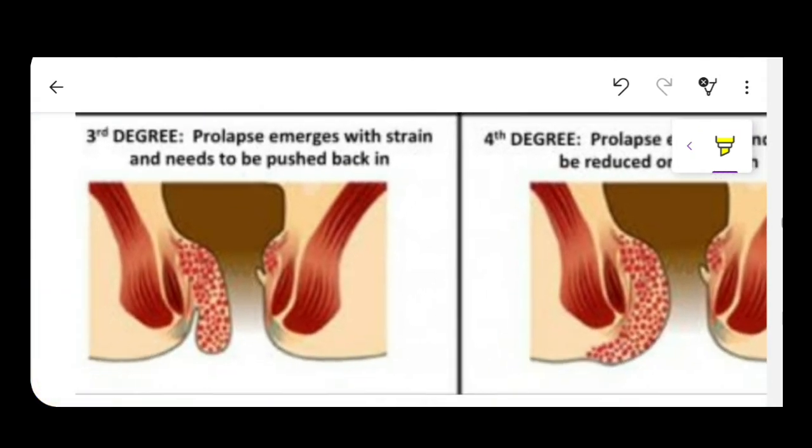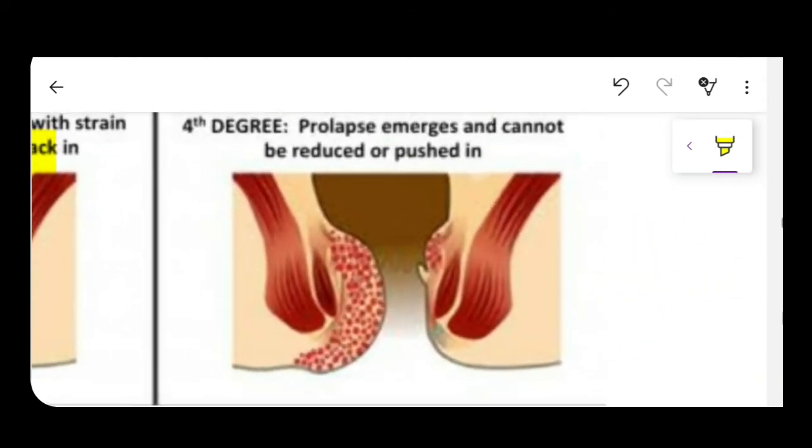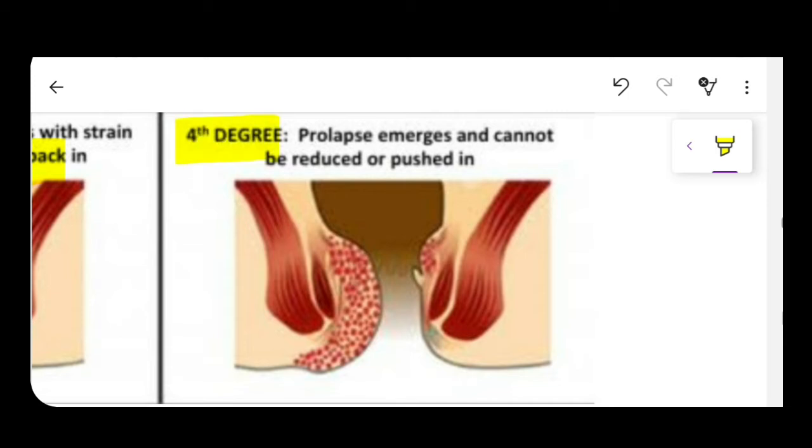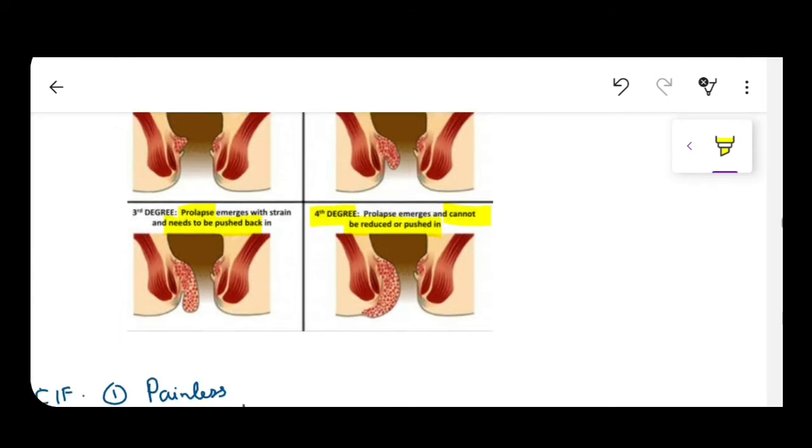Now guys, third degree prolapse is one in which there is a prolapse and it needs to be pushed back, which means the hemorrhoid is being pushed back by the finger of the patient. Fourth degree prolapse is the prolapse which cannot be reduced even when it is pushed. So these are the 4 degrees of hemorrhoids guys, and it is a very important question because the treatment also depends on this grading.